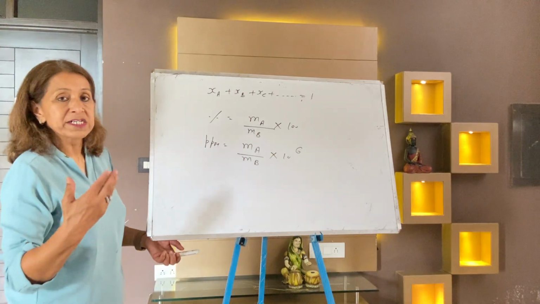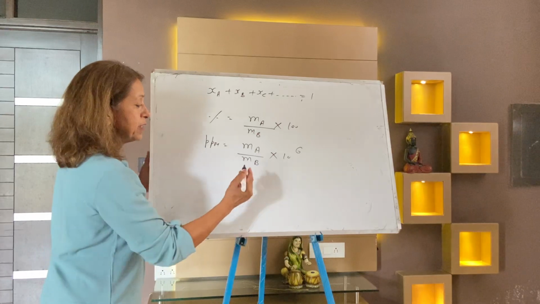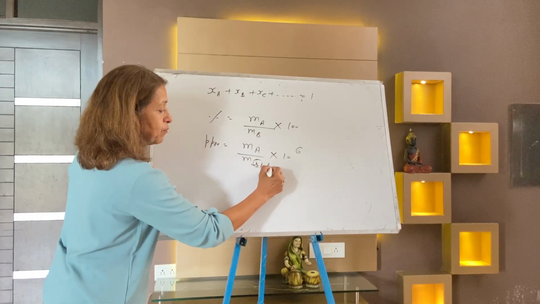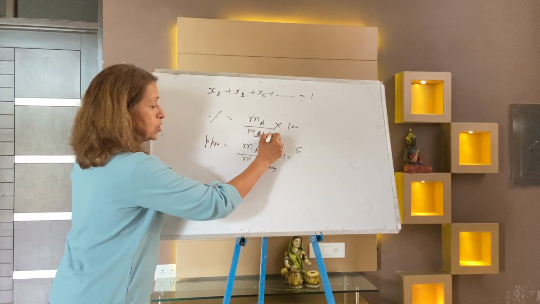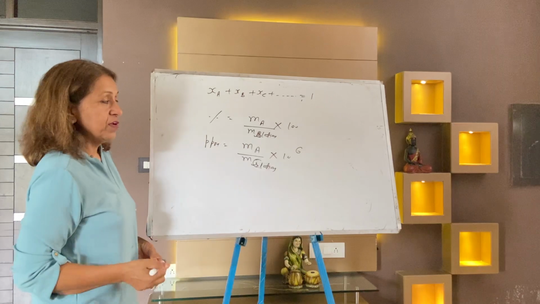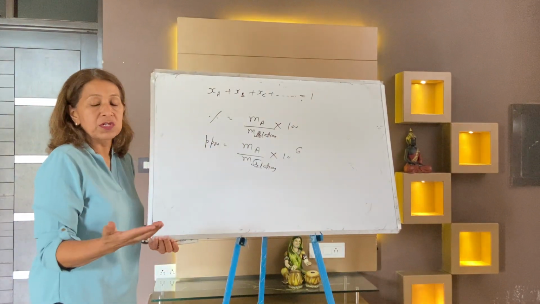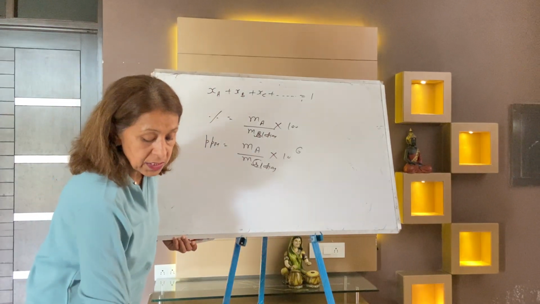When you want to calculate parts per million, it is the weight of solute by weight of solution. Again it is solution here. So it's a formula: when you want to calculate the percentage, mass of the solute by mass of the solution into 100. For ppm, mass of the solute by mass of the solution into 10 raised to power 6.